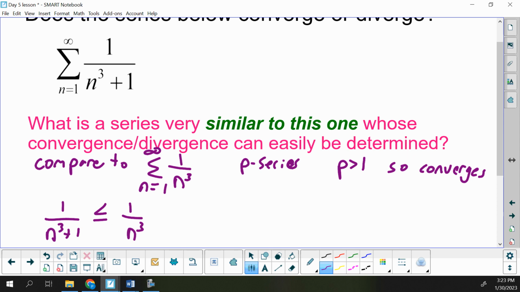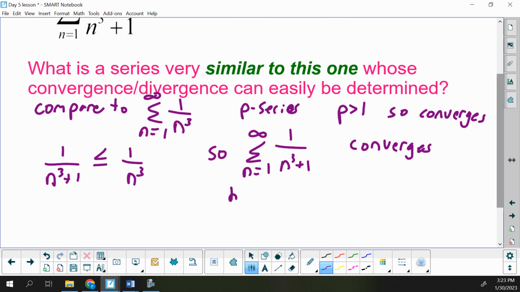So 1 over n cubed converges. That means everything smaller than it will converge also. Well, we just showed our original is smaller than it. So we can say our original converges by the direct comparison test.